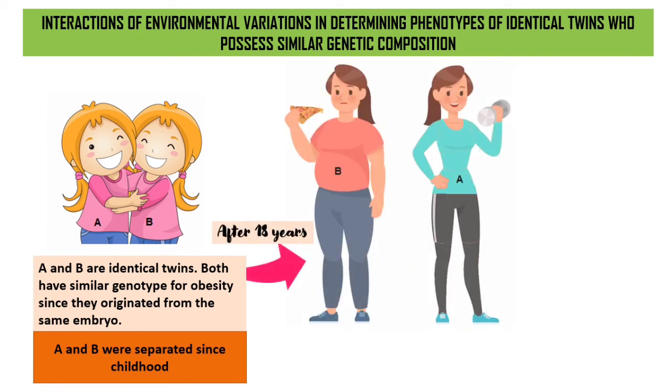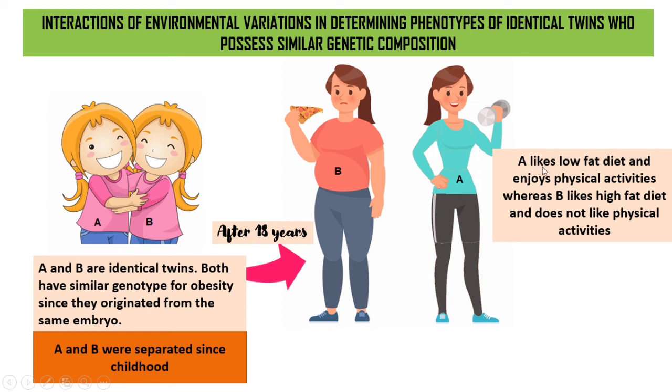A is thinner. B experiences obesity, because A likes a low fat diet and enjoys physical activity, whereas B likes a high fat diet and does not like physical activity. So B is obese, whereas A has an ideal body weight. So this is an example of how the interaction between the environmental factor and genetic factor causes differences in phenotype.